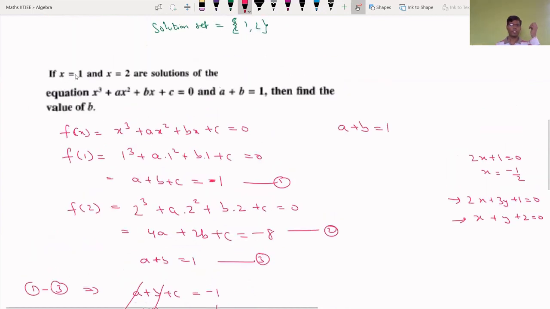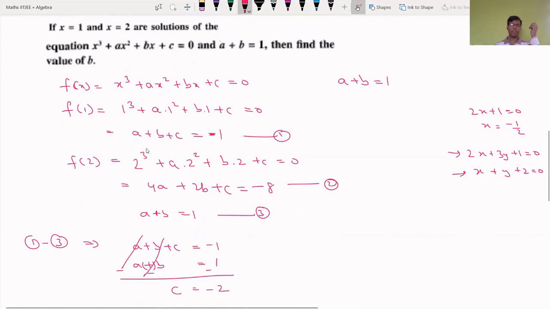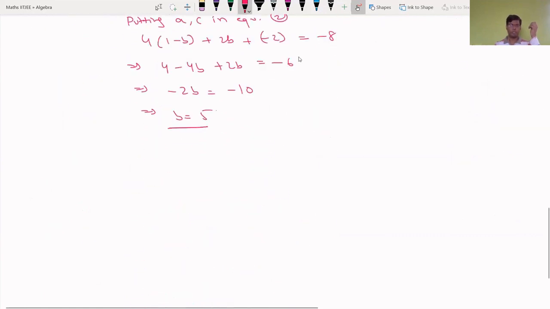Okay. So that's how we solve the equation. Because x is equal to 1 and x is equal to 2 were the solutions of the equation, they satisfy this particular equation. We got 3 equations and we solved for the value of b. Let's do one more question.